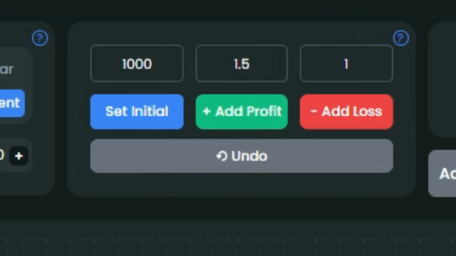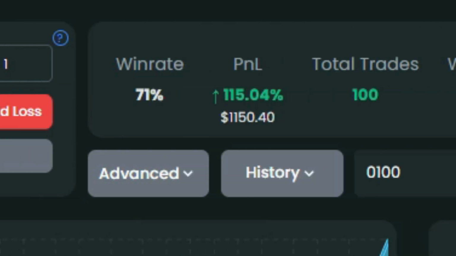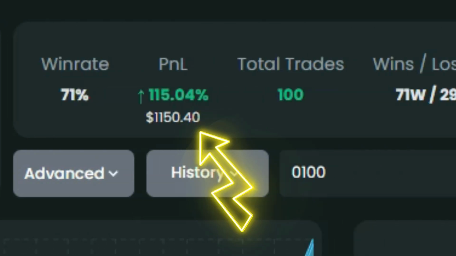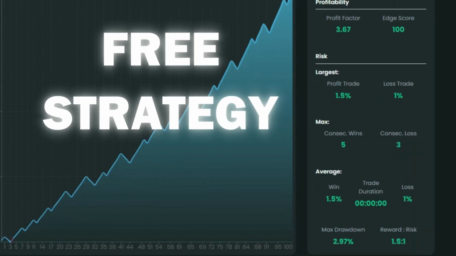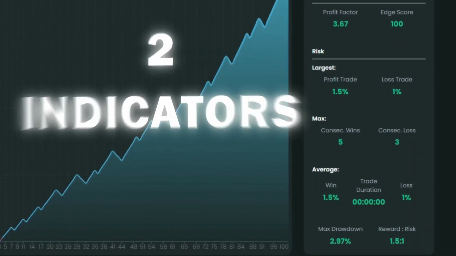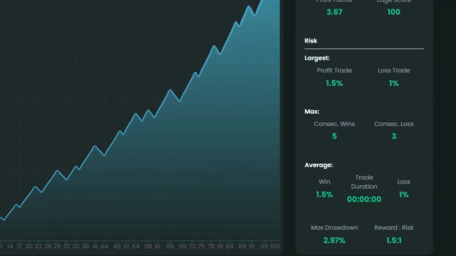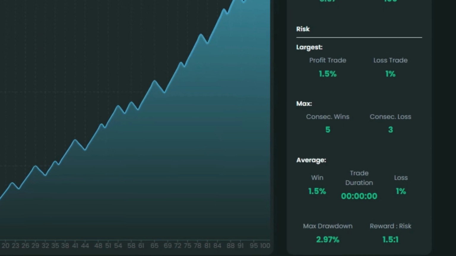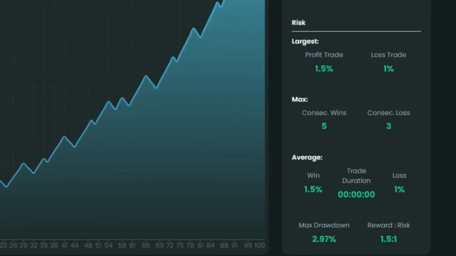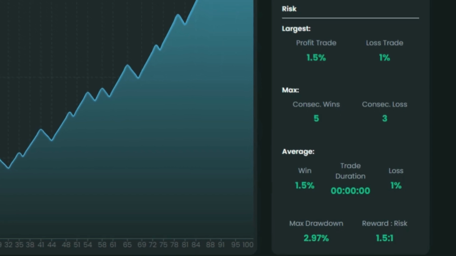Starting with an initial investment of $1,000, the strategy managed to multiply this amount to a whopping 115% profit in just 10 weeks. The strategy, which is both straightforward and free, utilizes two indicators available on the TradingView website. It's optimally designed for 5-minute or 15-minute time frames, but can be adjusted to suit other time frames as per your performance. Ready to explore this further? Let's get started on TradingView.